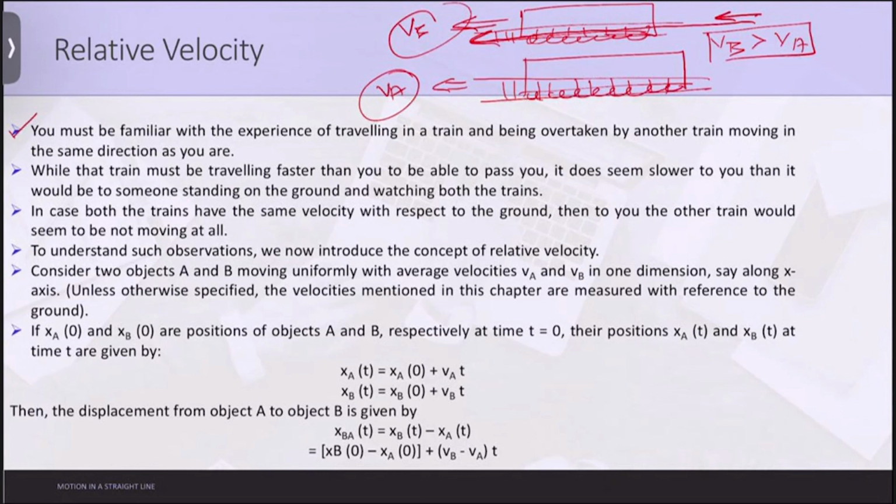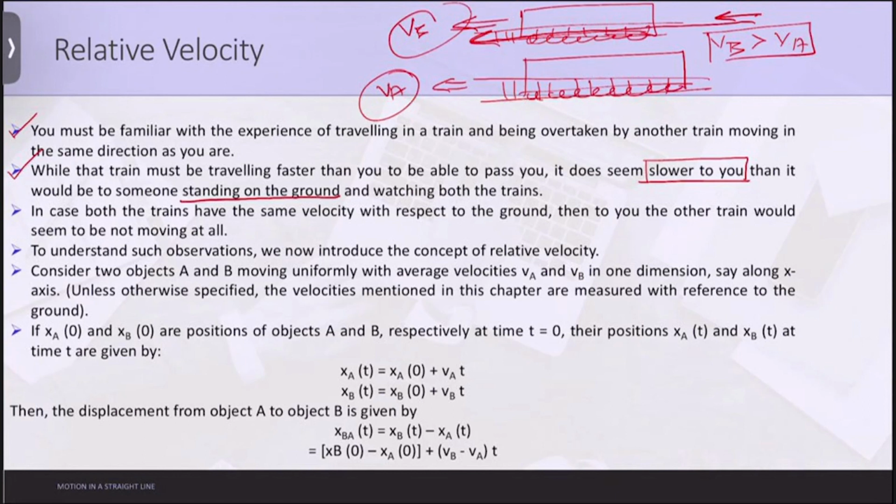Please understand this line very carefully. While that train must be traveling faster than you to be able to pass you, it does seem slower to you. It's all about relative here. It does seem slower to you than it would be to someone standing on the ground watching both the trains. So you would think that the speed is not that fast, but if you were on the ground, this would have looked very, very fast.